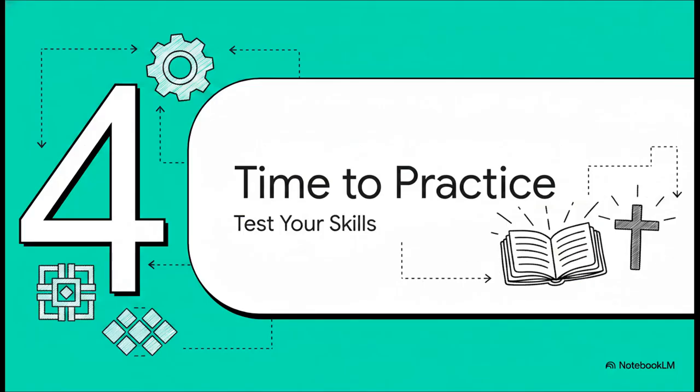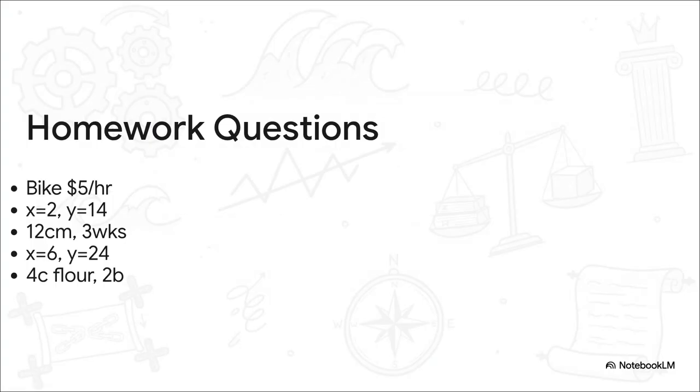Section 4. Time to practice. Test your skills. All right, it is time to put these steps to the test. Whether we're talking about bike rentals, how fast a plant grows, or baking up a storm, the underlying formula is always the same. So I'd encourage you to actually pause this explainer right here, grab a piece of scrap paper, and try to find the constant for these 5 scenarios using our trusty y divided by x rule. Try to find k, and see if you can write out the full equation for each one.